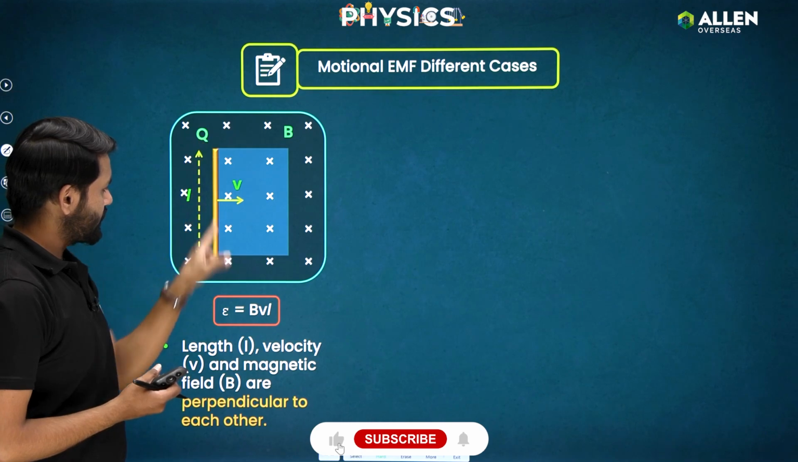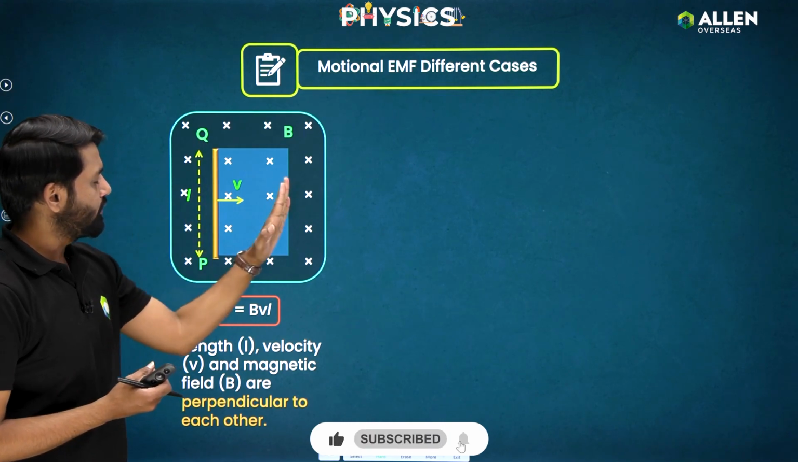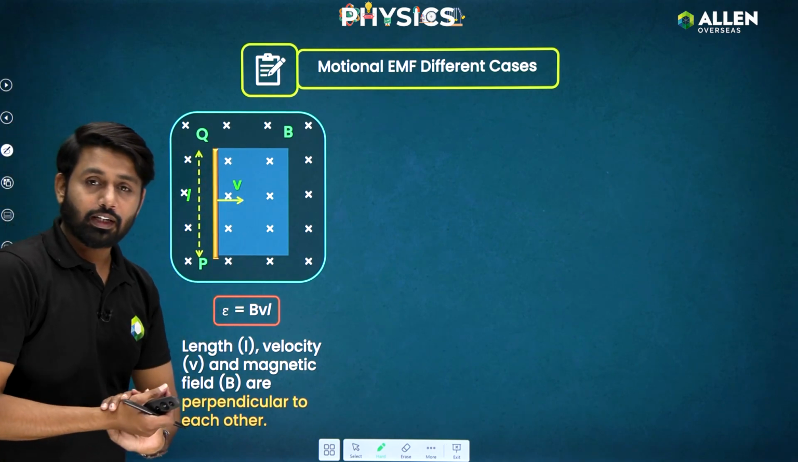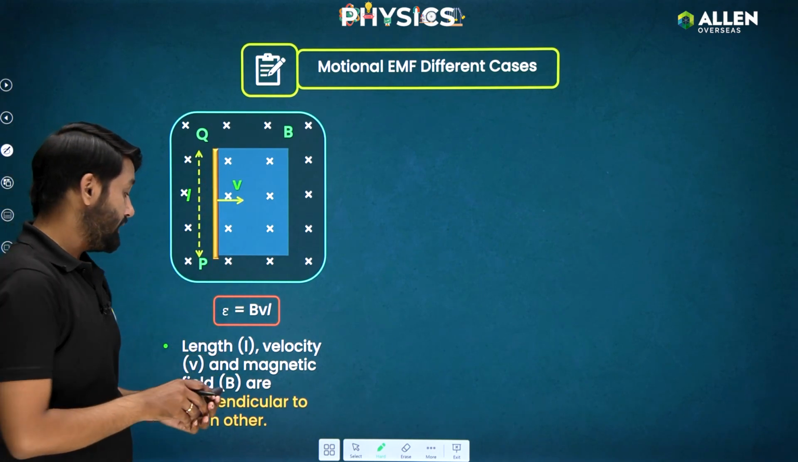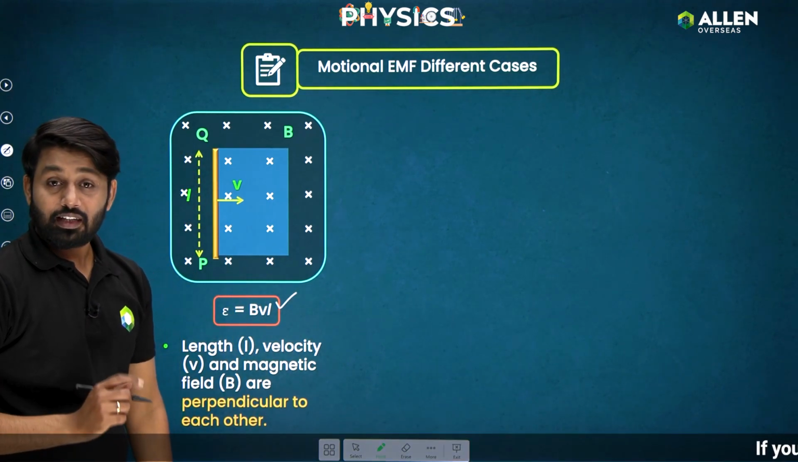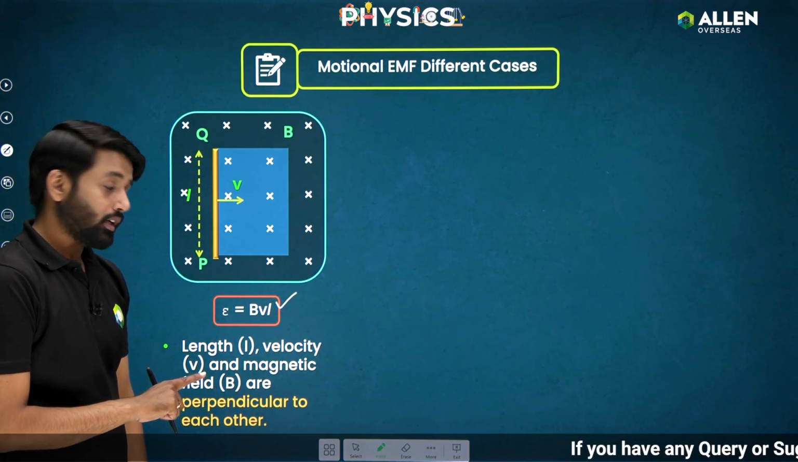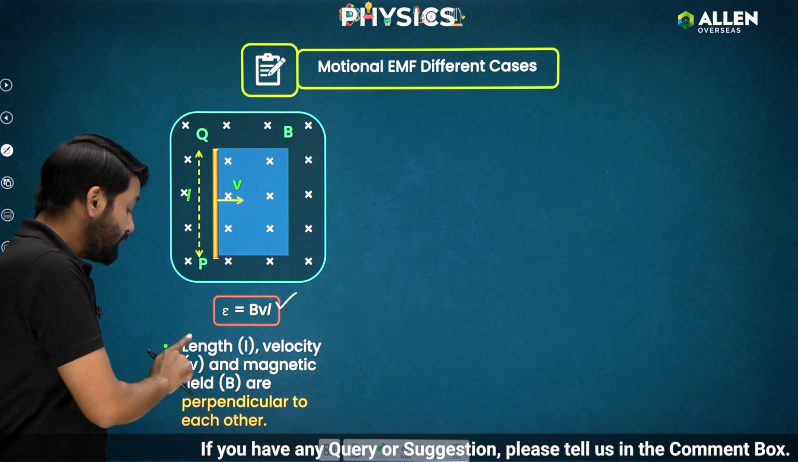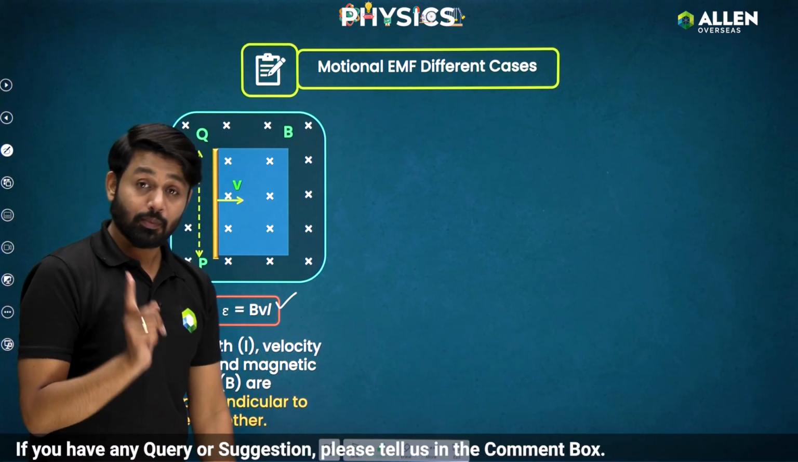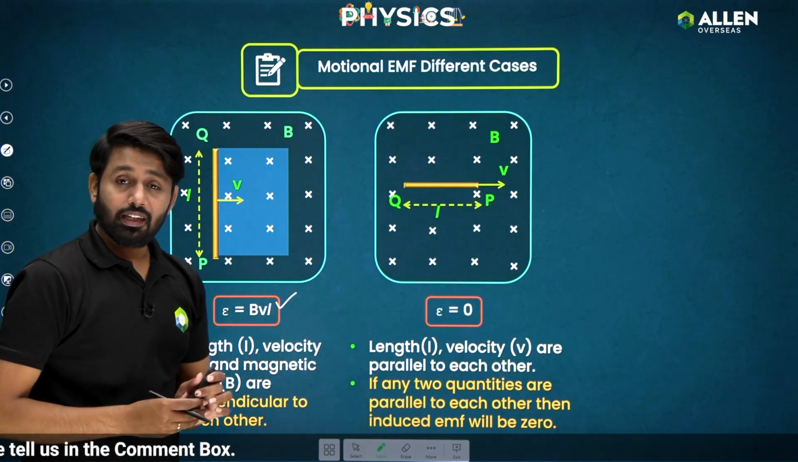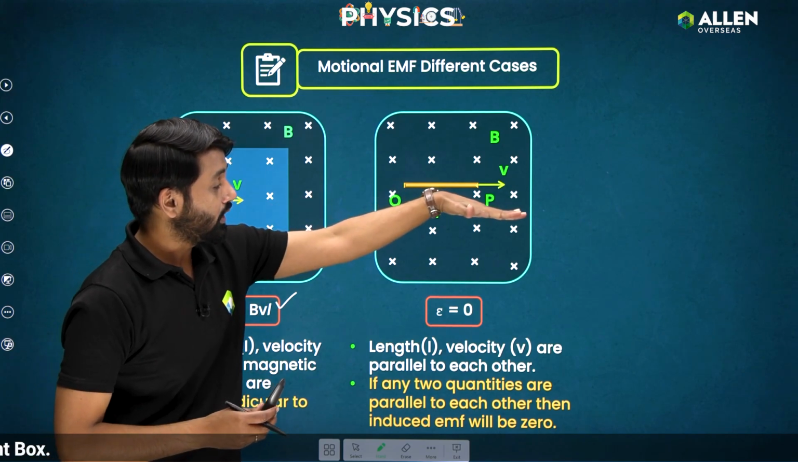This is a straight wire of length L. It is moving with velocity v in the perpendicular magnetic field. Velocity vector and magnetic field vector are perpendicular to each other. In that case, induced EMF is BVL. Is that clear? You have to remember this formula. So when length, velocity and magnetic field are perpendicular to each other, then induced EMF, remember, E is equal to BVL.